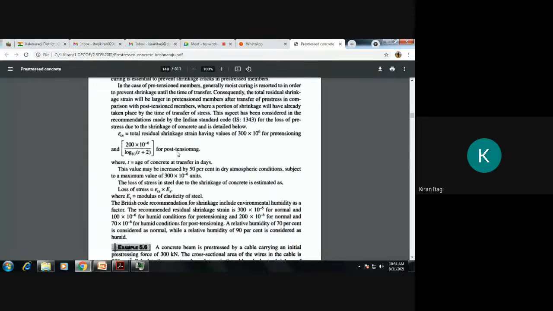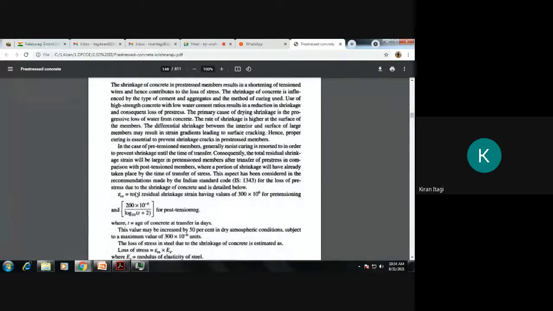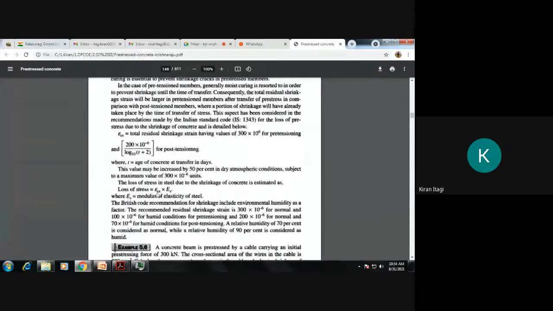Okay. So epsilon Cs for post-tensioning is 200 into 10 power minus 6 over log of 10 (t plus 1). And for pre-tensioning, the value will be 100 into 10 power minus 6. Okay, take the screenshot of this page.